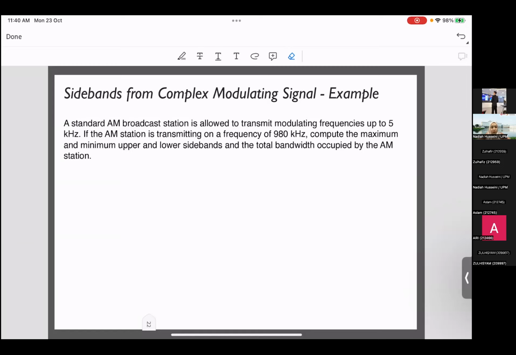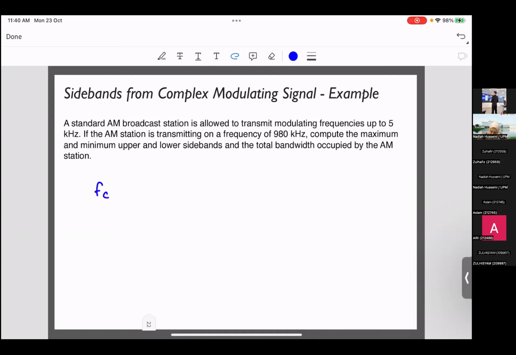Okay, time's up. I want to ask Aslam. Is Aslam there? Yes. Okay, Aslam, what is the carrier frequency in this example? 980 kilohertz. 980 kilohertz. Okay, thank you, Aslam.